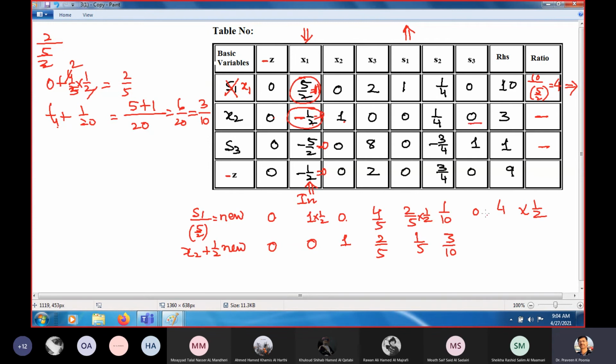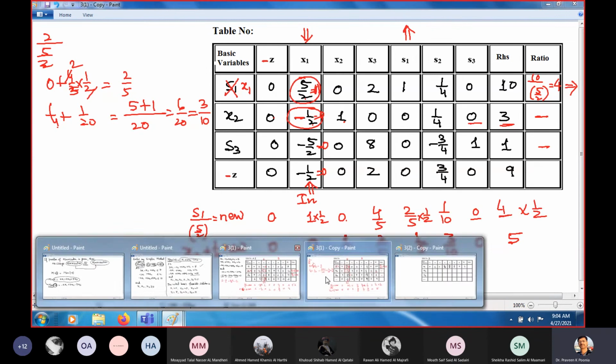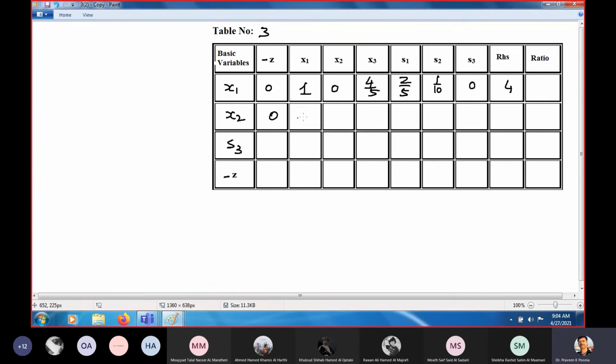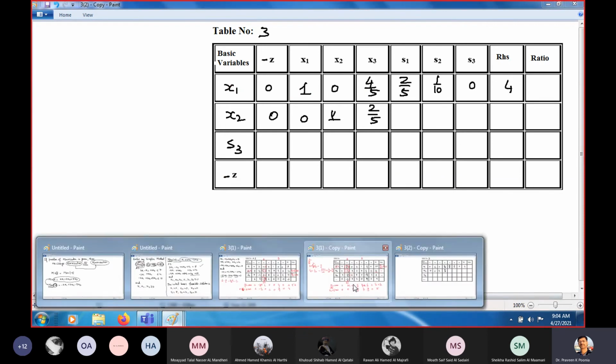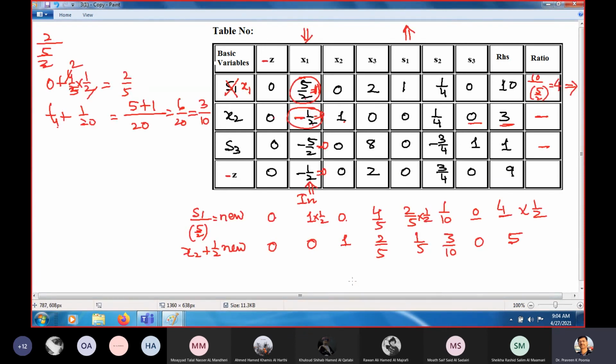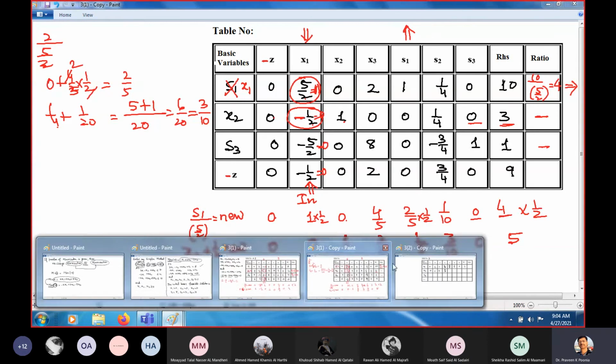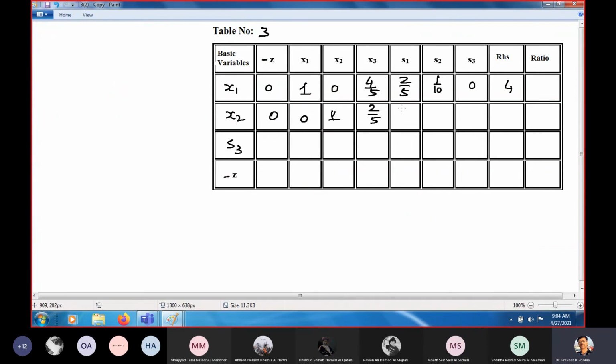And this is 0 plus 0, it is 0. And 3 plus 4 into 1 by 2, which is 2. 3 plus 2 is 5. So it is 0, 0, 1, 2 by 5, 1 by 5, 3 by 10, and 0, 5.